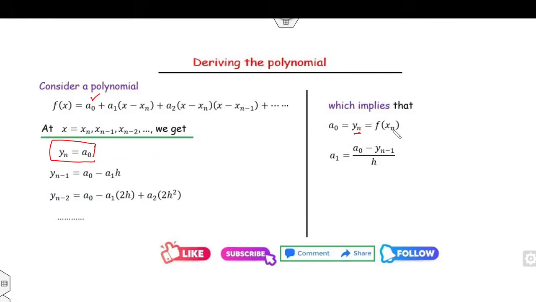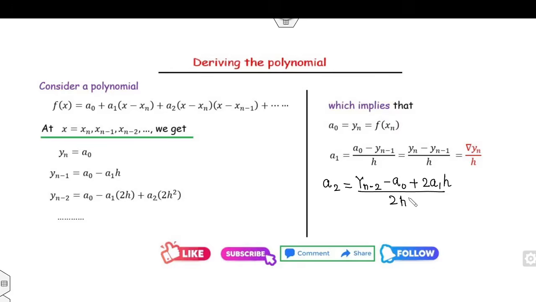yn is nothing but f(x). Can you find the value of a1 from this expression? I can substitute the value of a0, this is (yn minus 1 minus yn) over h. And you know what the definition of this is? That is the nabla of yn. Fine. So I can obtain the value of a1 in terms of nabla. Can you find the value of a2 from this expression? This is (yn minus 2 minus (a0 plus twice a1 h)) divided by twice h square.